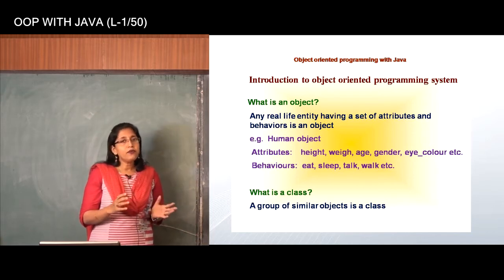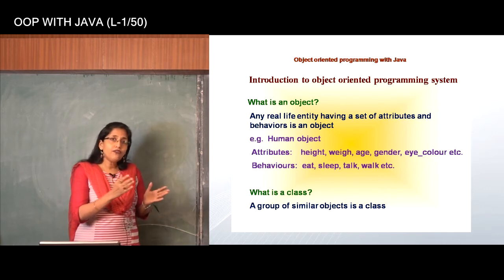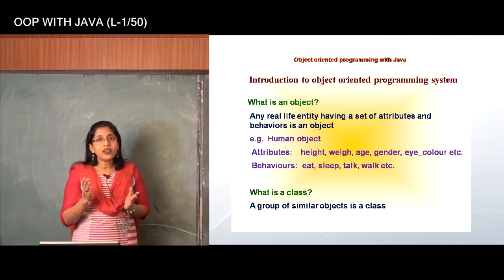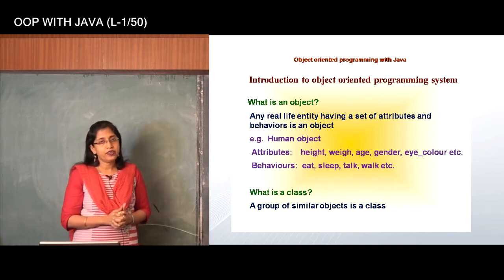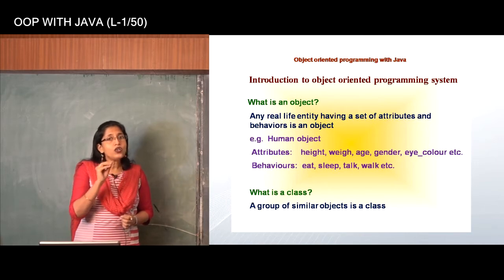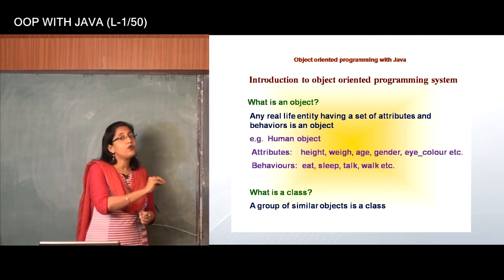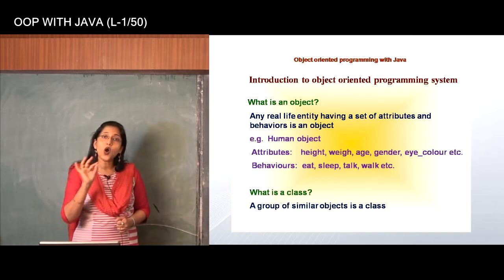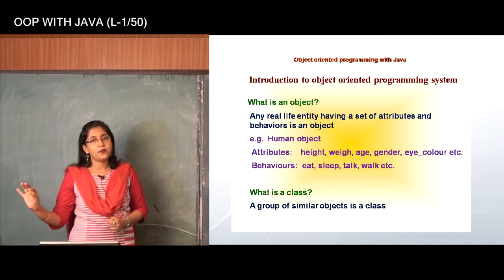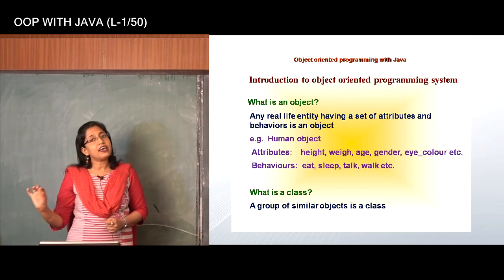Now, from my example of different objects, you can see one thing, that all of them, light, fan, chalk, duster, car, myself, you, all cannot be under the same category. So, depending on some similarity factors, they will come under some particular group. So, a group of similar objects is a class. So, what is a class? A group of similar objects is a class.